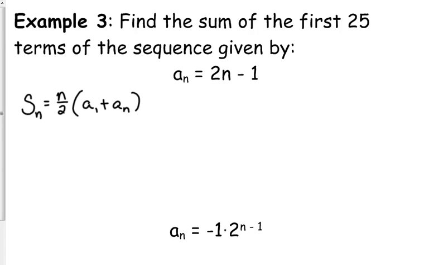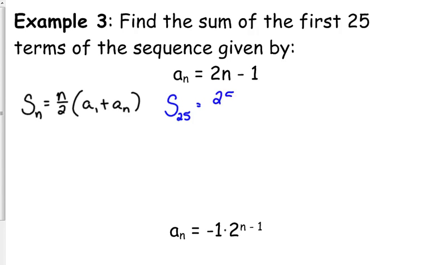Okay, so n is what? It asks for the first 25 terms, so n is 25. First of all, I forgot this part. Why did I pick this formula? Why didn't I use the other one? How did I know it was arithmetic? Because it didn't have an exponent. That's one big giveaway, okay? But we know that explicit formulas for arithmetic sequences are linear functions, okay?